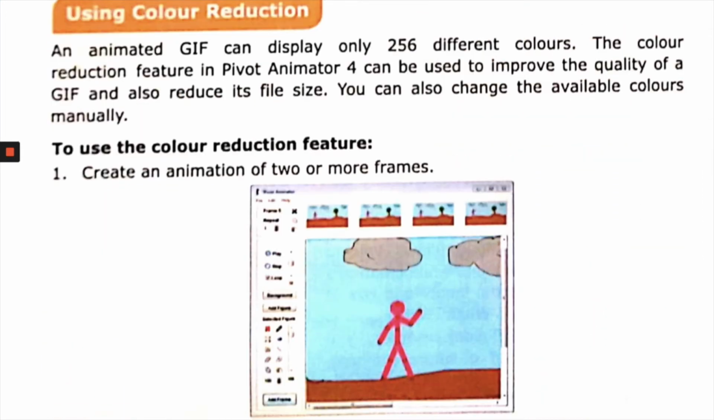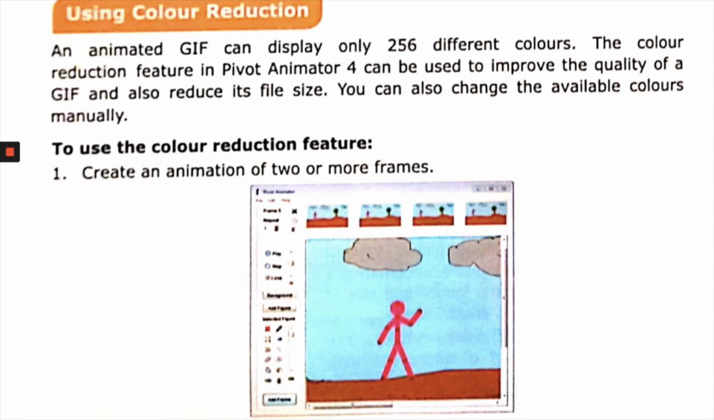Using color reduction. An animated GIF can display only 256 different colors. The color reduction feature in Pivot Animator 4 can be used to improve the quality of a GIF and also reduce its file size. You can also change the available colors manually.